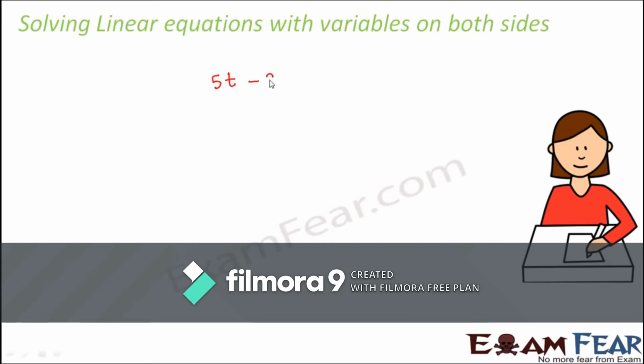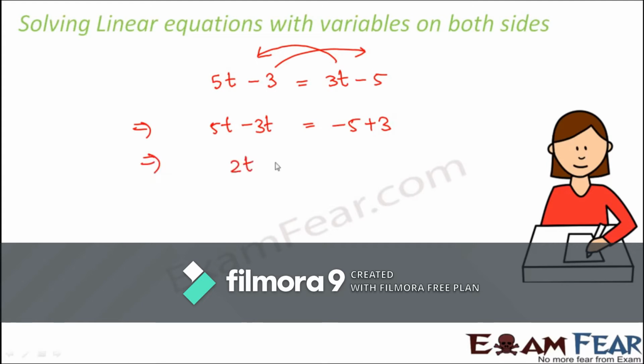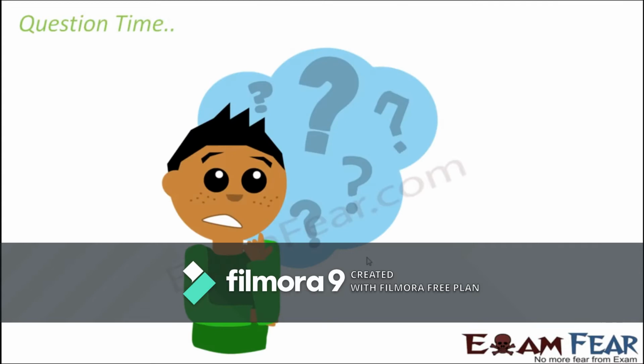So let's say you have an equation 5t - 3 = 3t - 5. So here also we will send the variable here, we will send the constant here. So we get 5t - 3t = -5 + 3. Or we can say 2t = -2. Or we can say t = -2/2. Or this is equal to -1. Therefore t = -1 is a solution for this equation.